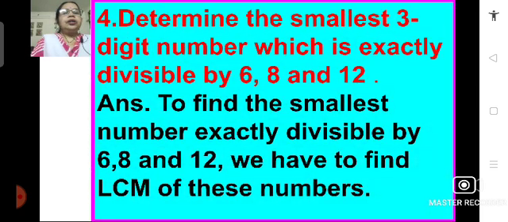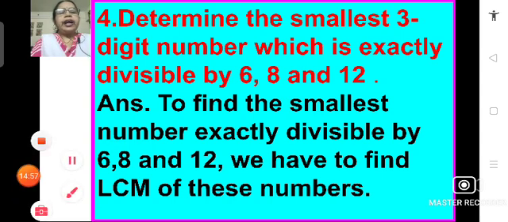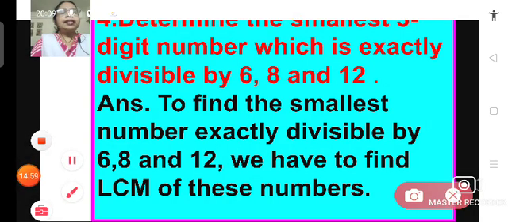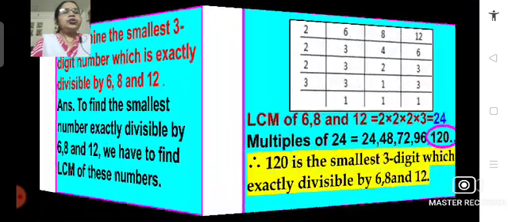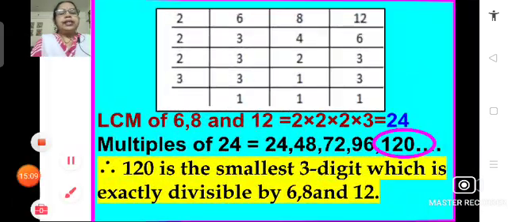Now let's look at the next problem. Determine the smallest 3-digit number which is exactly divisible by 6, 8 and 12. So, to find the smallest number exactly divisible by 6 and 8 and 12, what do we do? We find the LCM of these three numbers. So, let's do that. Let's find the LCM of 6, 8 and 12.